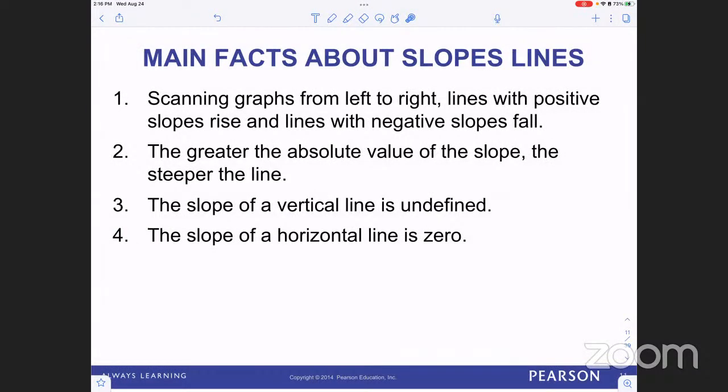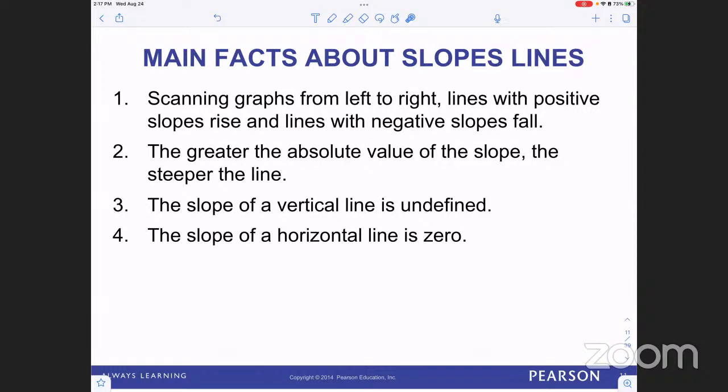I'll go ahead. Scanning graphs from left to right, lines with positive slopes rise and lines with negative slopes fall. 2, the greater the absolute value of the slope, the steeper the line. 3, the slope of a vertical line is undefined and the slope of a horizontal line is 0.